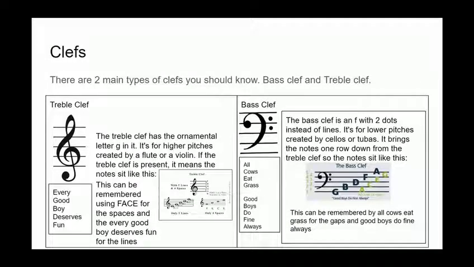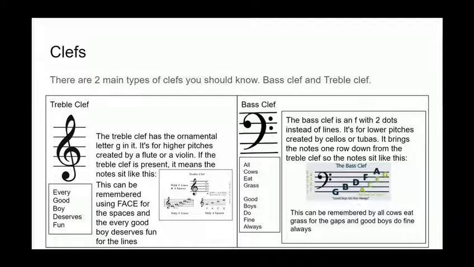Clefs. There are 2 main types of clefs you should know: bass clef and treble clef. Starting off with treble clef, the treble clef has the ornamental letter G in it. It's for higher pitches created by the flute, or a violin, or even a bugle. If the treble clef is present, it means the notes sit like this. Look at the diagram on the right. This can be remembered using FACE for the spaces, and Every Good Boy Deserves Fun for the lines. Every Good Boy Deserves Fun standing for E, G, B, D, and F.